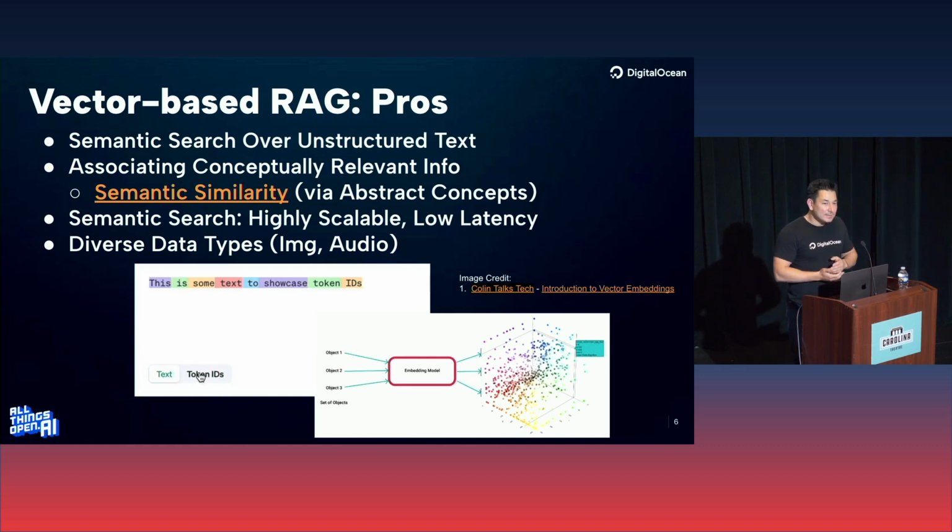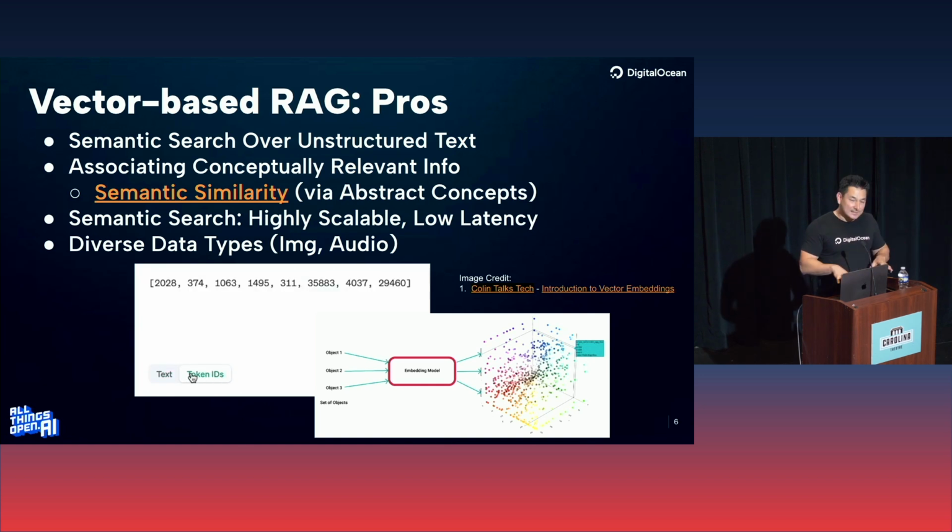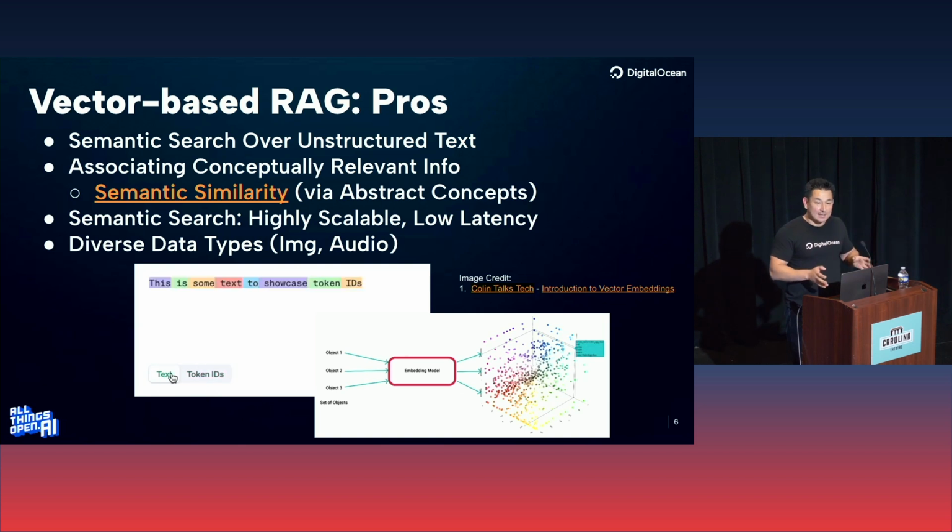The other really great thing that vector databases excel at is that they handle a diverse set of data types. In this presentation, I'm only going to focus on text. But if your application is multimodal, so you have image, audio, video, vector databases are great because, again, it's unstructured data, right?